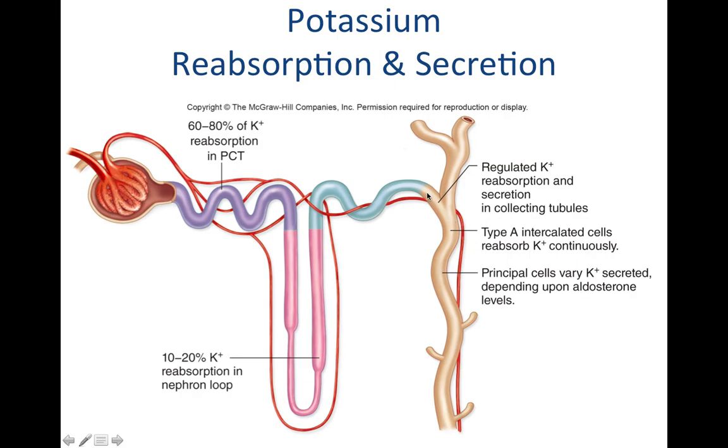You have regulated potassium reabsorption along the collecting tubules. Type A cells that are present in the collecting ducts and collecting tubules will constantly reabsorb potassium, and then the principal cells can adjust your potassium that's secreted depending on whether aldosterone is being secreted or not. Remember, as aldosterone reabsorbs more sodium and more water, potassium is secreted at the same time. And that's partially due to those sodium-potassium pumps moving potassium the other way, and then you've got potassium leakage channels that help it to be secreted. So you have regulated reabsorption and secretion of potassium throughout the nephron.